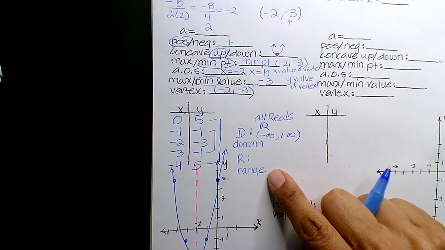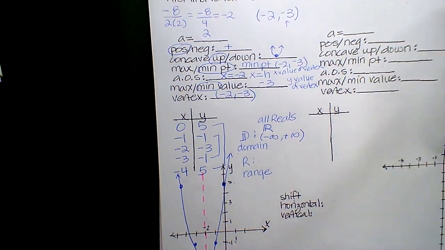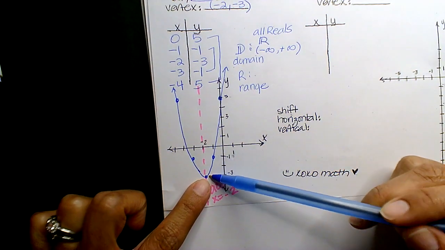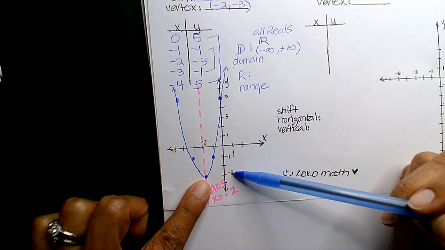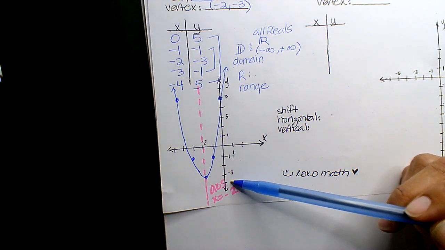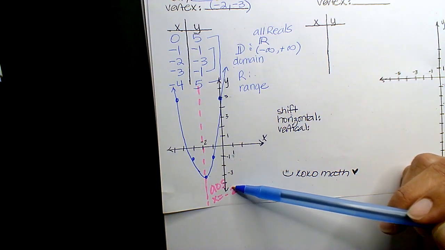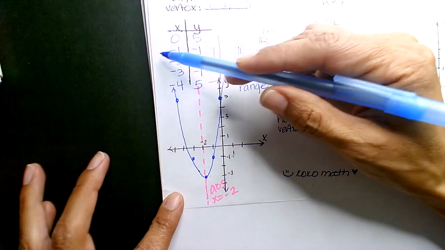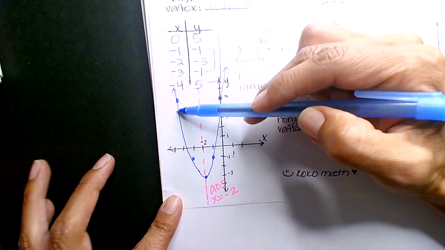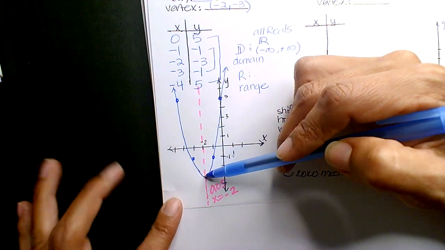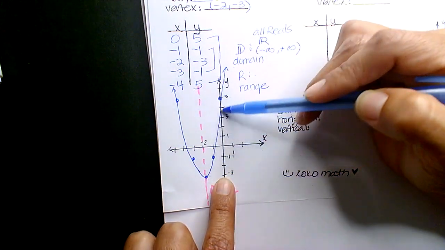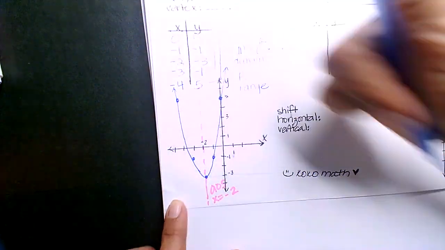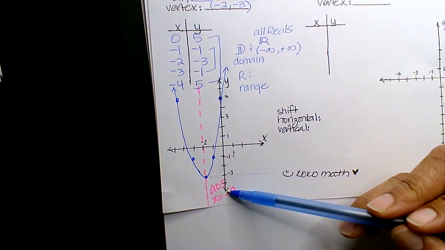Okay, what is your range? So look, my parabola starts here at the -3. There is no -4. There's no -5. There's no -10. There's no -100. The parabola is over here. It drops down to -3 on the y-axis, and then it shoots back up again. It doesn't exist past -3.